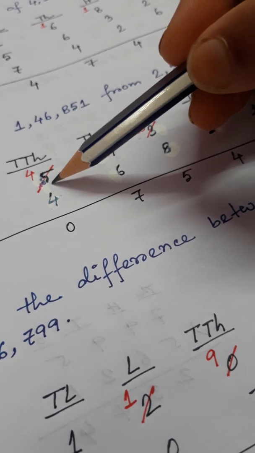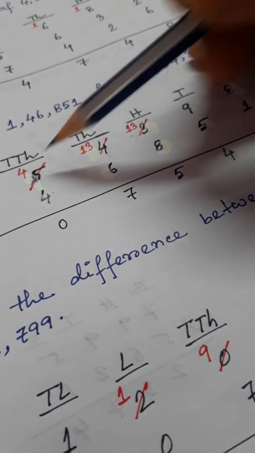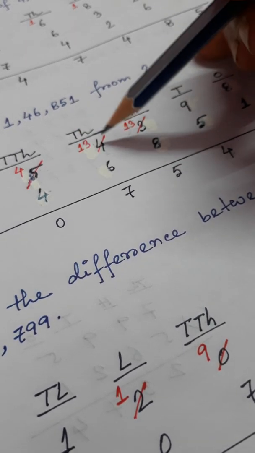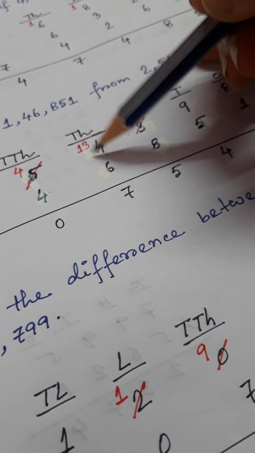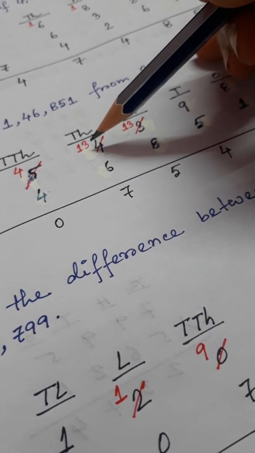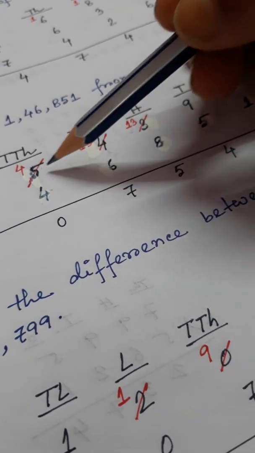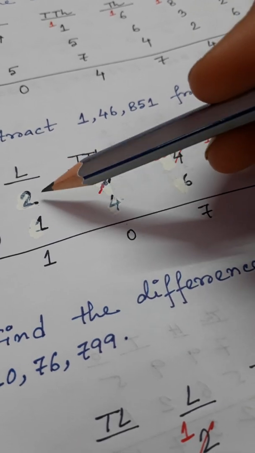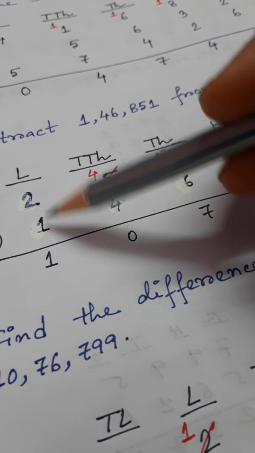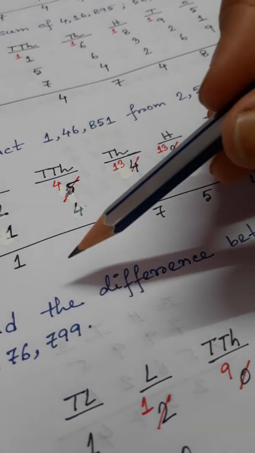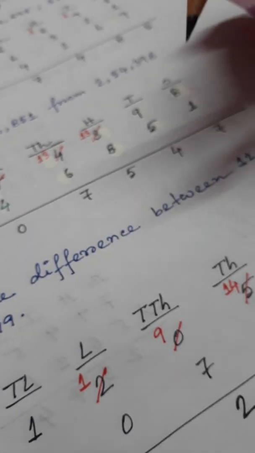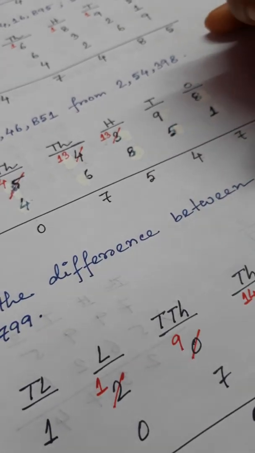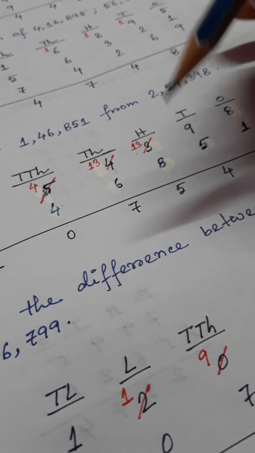What is the number in the 10,000 place? 5. After giving this borrow, the number will be 4, and before it was 3, so 10,000 means 10 plus 3, that is 13,000. 13 minus 6 is 7. So now it is 4. 4 minus 4 equals 0. Now what is the digit in the lakhs place? 2 minus 1, easily you can subtract, 1. So what is the result? You get 1,07,547 as the result. So this way you have to solve those problems.